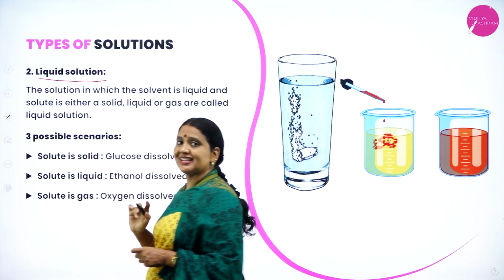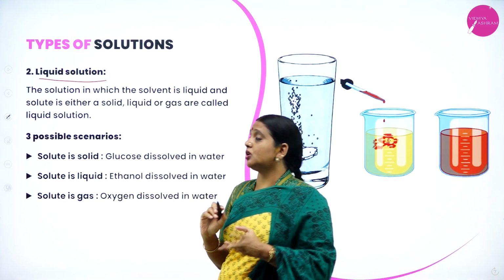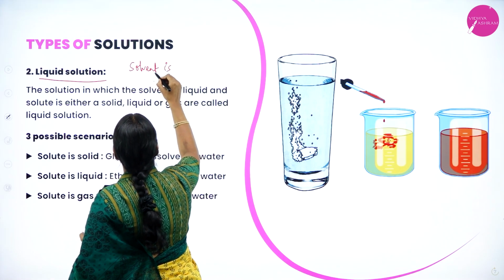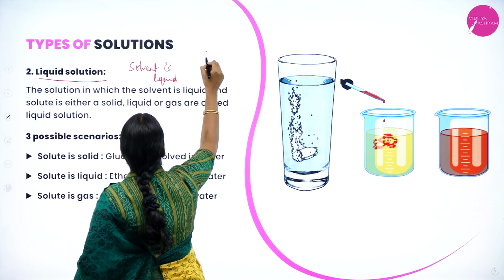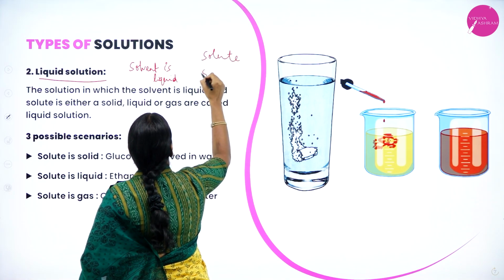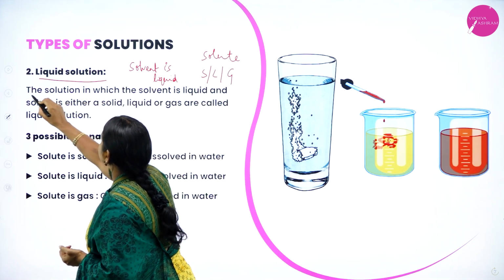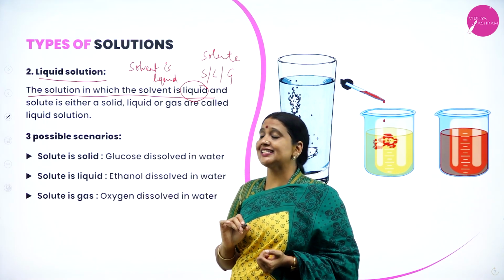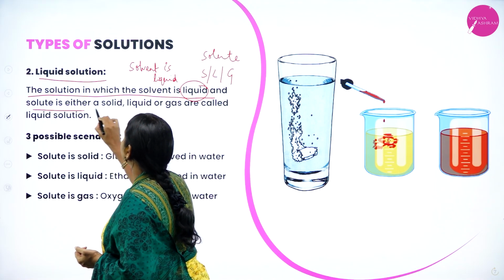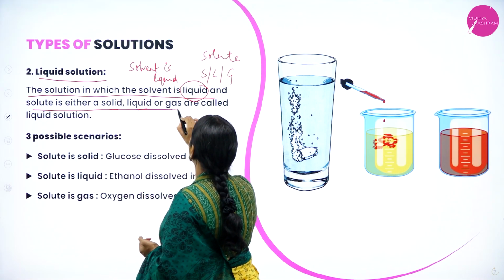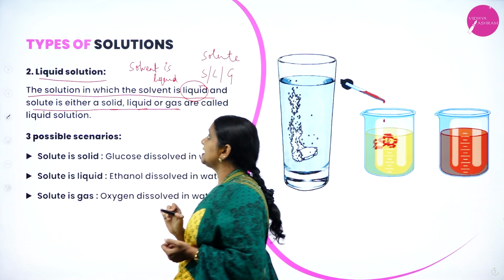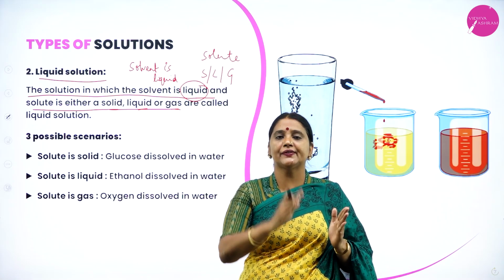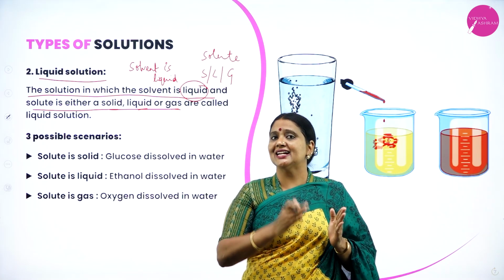Next, liquid solution. My dear student, please guess what the definition of liquid solution is. Liquid solution means your solvent is liquid, solute is solid, liquid, gas. The solution in which the solvent is liquid, solute is either a solid, liquid or gas. What are the three possibilities? First possibility, solid in liquid. Second possibility, liquid in liquid. Third possibility, gas in liquid.